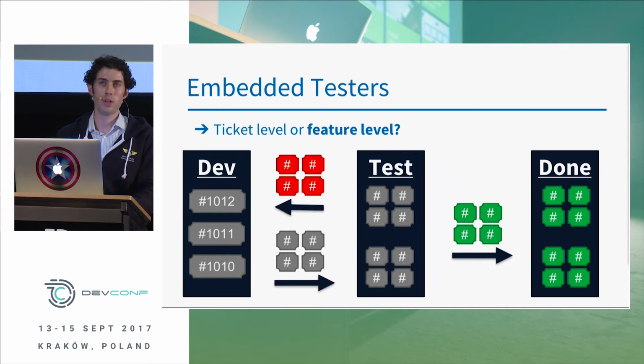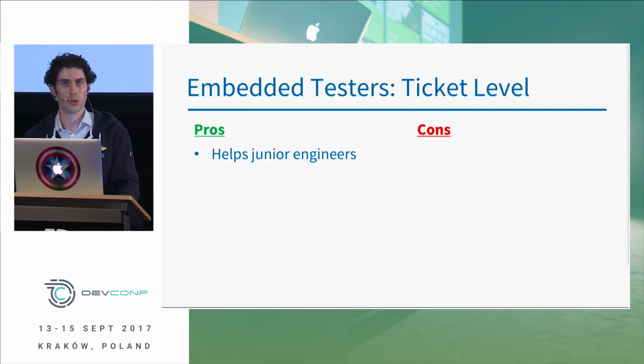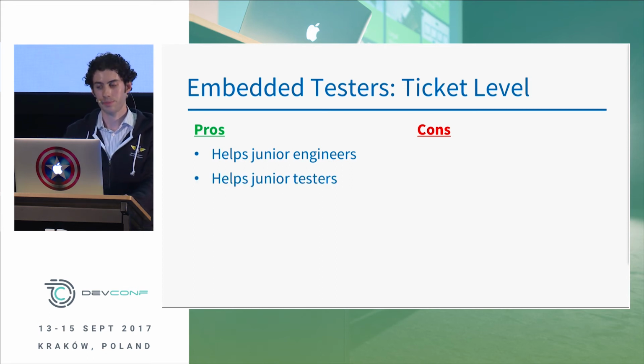And the other option is feature level, where testers aren't responsible for validating individual tickets, but groups of tickets. And each of these has pros and cons. The ticket level is good for more junior engineers. If you have a lower level of trust that people can just do the basic steps of the ticket well, then it makes sense to have someone checking up on each detail. It's also helpful for more junior testers.